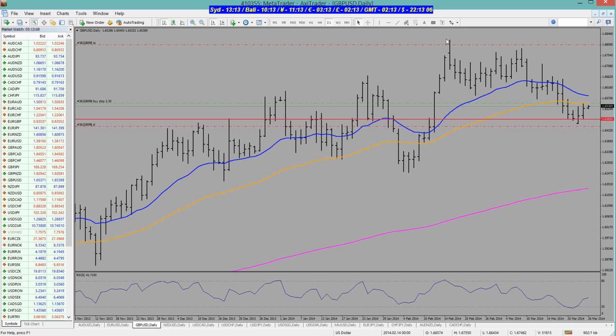How low a time frame do I go? Hourly is the lowest I ever go. I don't look at a 5-minute anymore, and I might look at an hourly to scalp a few pips. But for prop trading, the lowest I go is 4-hour.